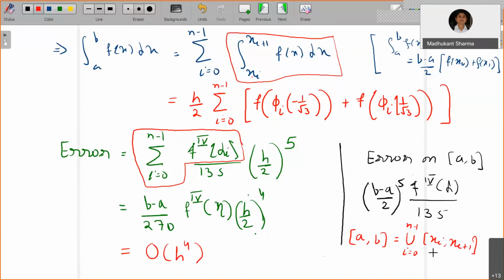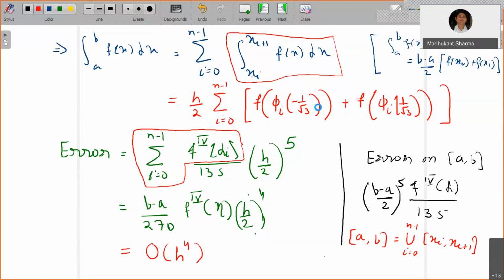So each interval has 2 points. There are n sub-intervals, each will contribute 2, so that will be 2 times n. So 2n Gauss points will be observed from here. Then you have to evaluate the function value at those points. So the total number of function evaluations is 2n.